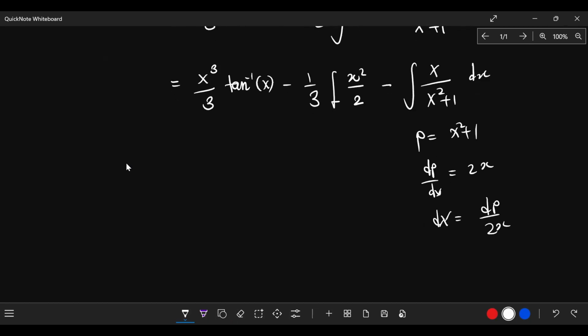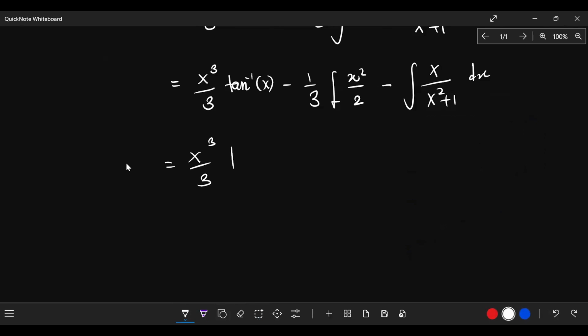So I'm going to substitute that. Let me just get rid of this. So you have x cubed over 3 tan inverse of x minus. Here I can just simplify this. Of course, this is x squared over 6, and then plus 1 over 3.